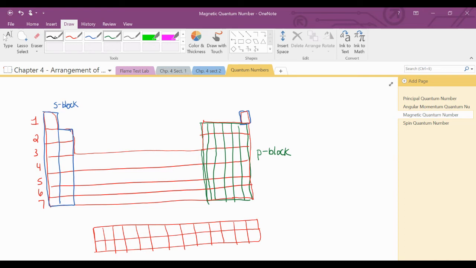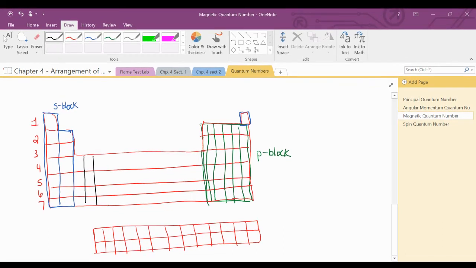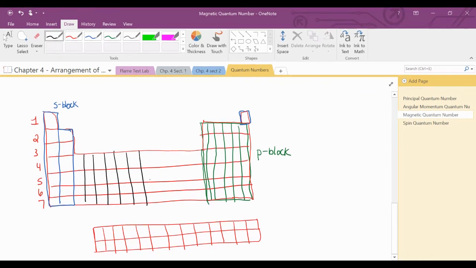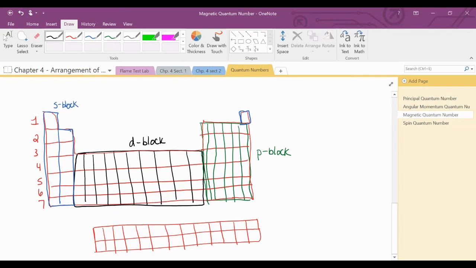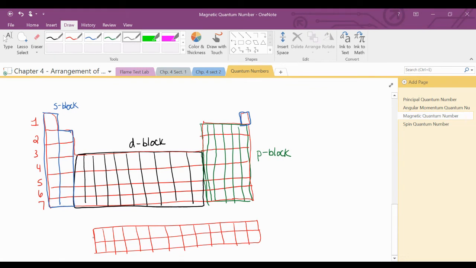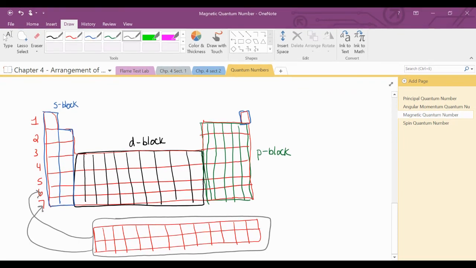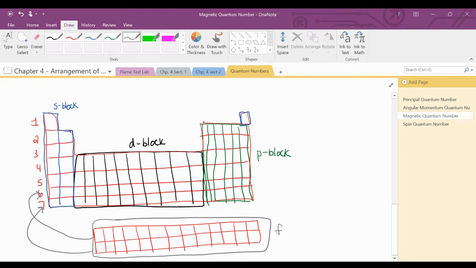Okay, then this middle section of your periodic table, which would be groups 3 through 12, so this part of the periodic table is referred to as your D block. And then finally, there's a part of the periodic table, now these two series actually are part of the 6th and 7th row of the periodic table. These are your F block elements.